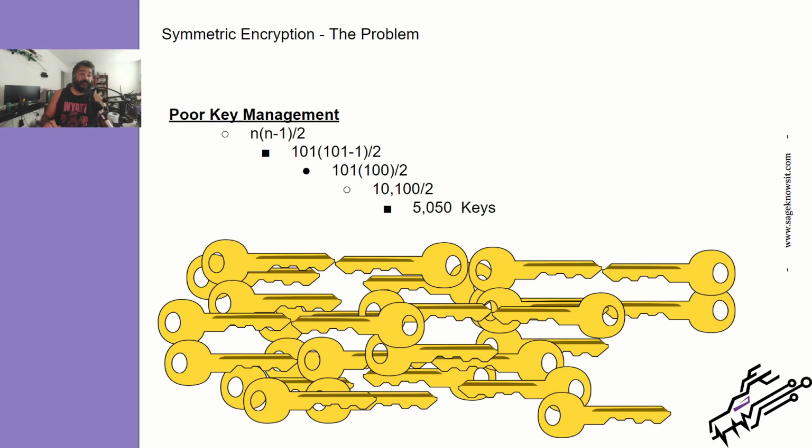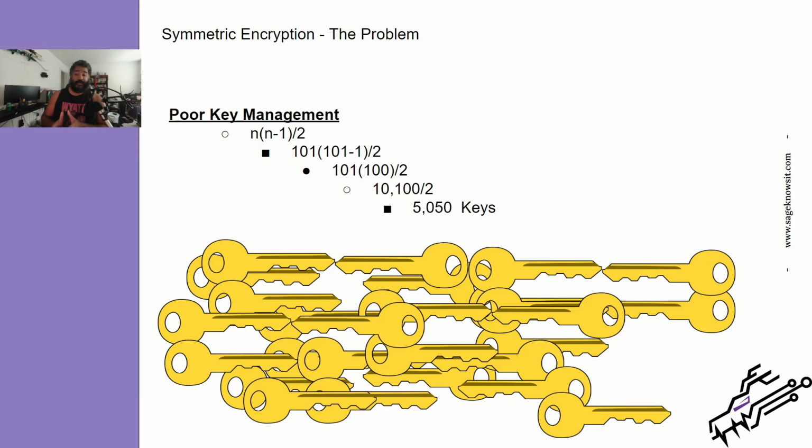Just a couple of things of note. I wanted these keys to look similar on purpose. As we get into asymmetric encryption, I want you to be able to visualize the difference between the two, not just in theory or practicality, but visually as well. The other thing is that if you're taking the Security Plus or the CISSP, that formula is going to be really, really important.